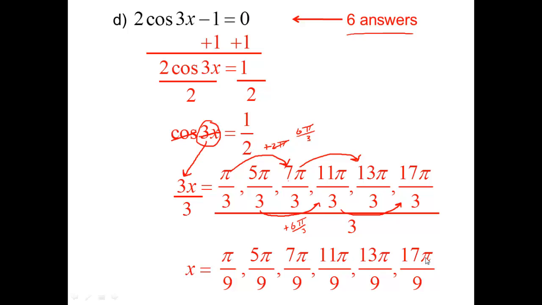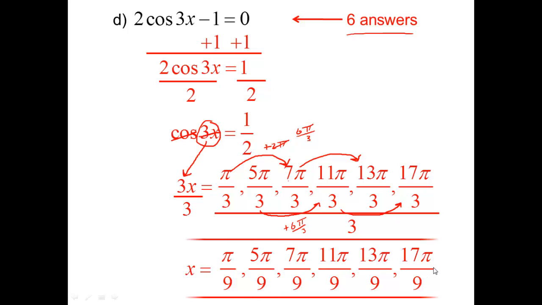Now let's look at that largest number one more time and realize 17 pi over 9 is in fact less than 2 pi. Because of course 2 pi is equivalent to 18 pi over 9, and 17 pi over 9 is a little bit shorter than that. So I have all 6 answers simply by exaggerating my answers a step prior.